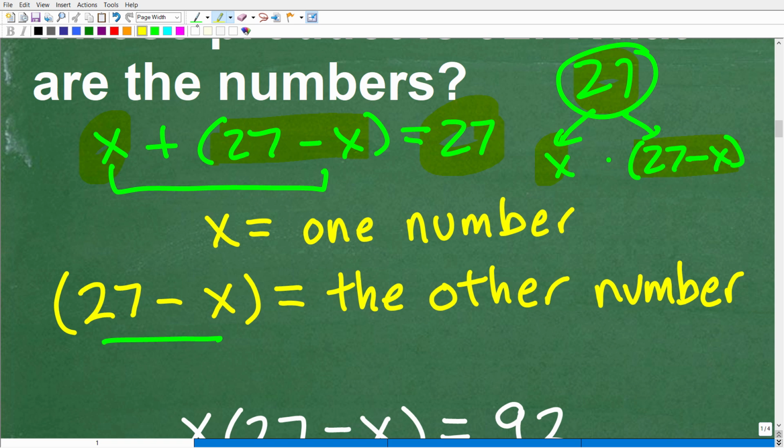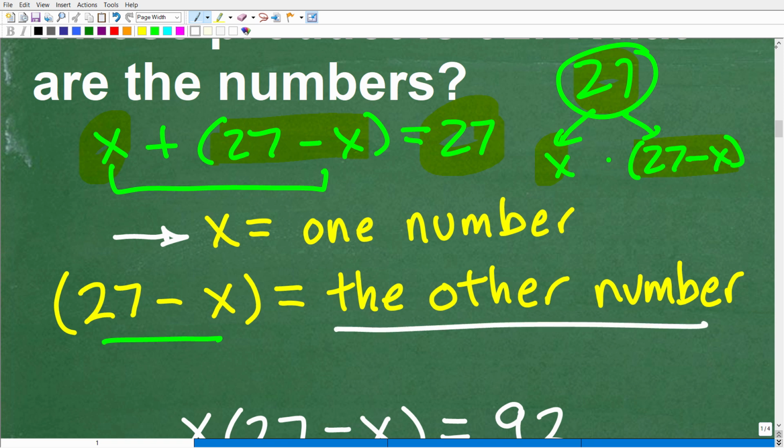Okay, so this is a really important part of this problem. And this is probably one aspect of this problem that could be confusing for a lot of students. Remember, we want to think about what the variables represent. As long as we have x equal to one number, and these two numbers add up to 27, the other number must be 27 minus x.